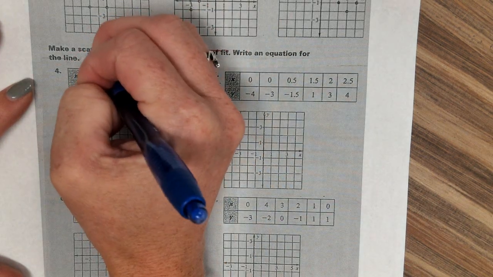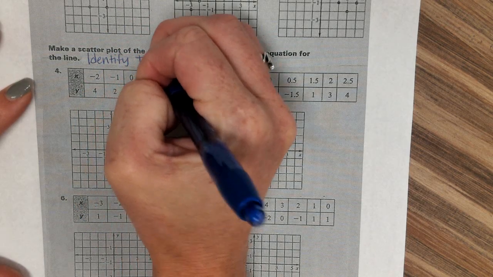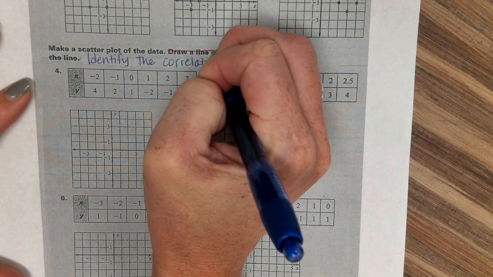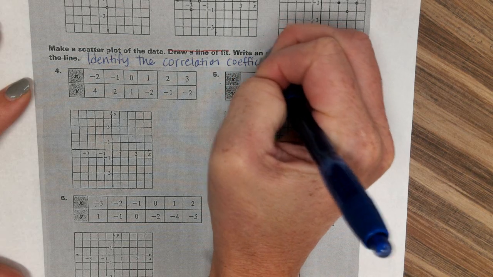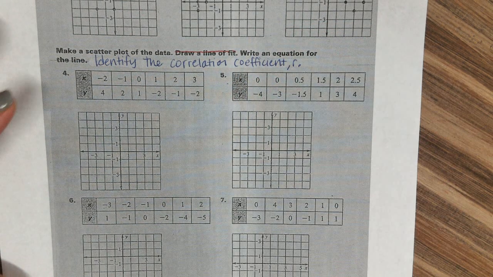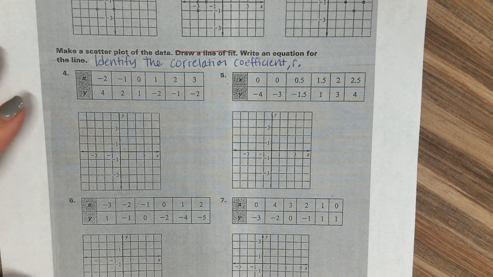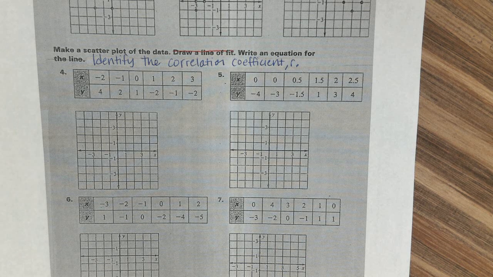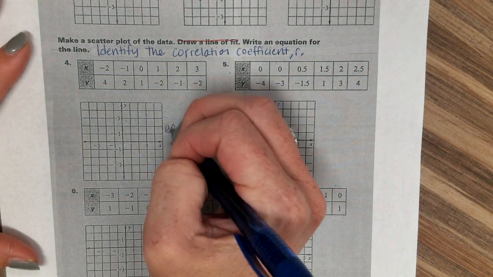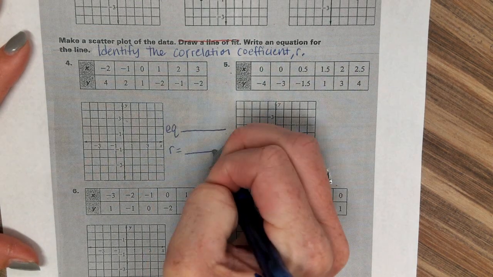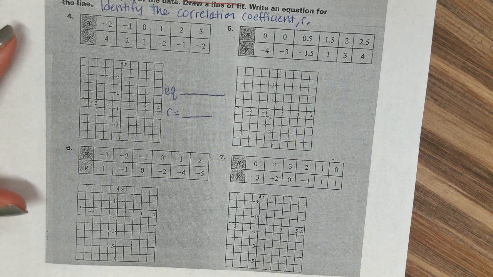Write that down. Identify the correlation coefficient. What does that mean? The R. So 3 questions. You're going to make a scatter plot. You're going to write an equation for the line of best fit by using stat, and then you're going to identify the R. So right here, you would graph it, and then you can put your equation, and then you can put your R. And that's what you're going to do on 1 through 7.